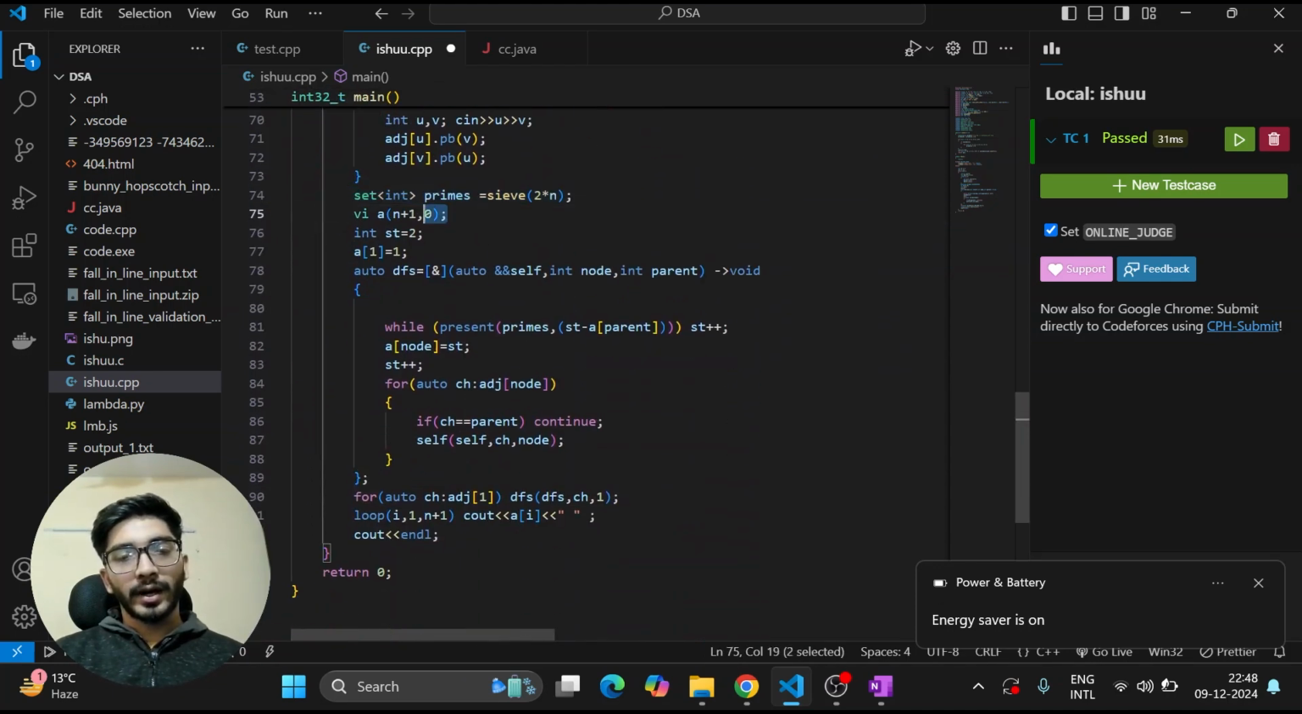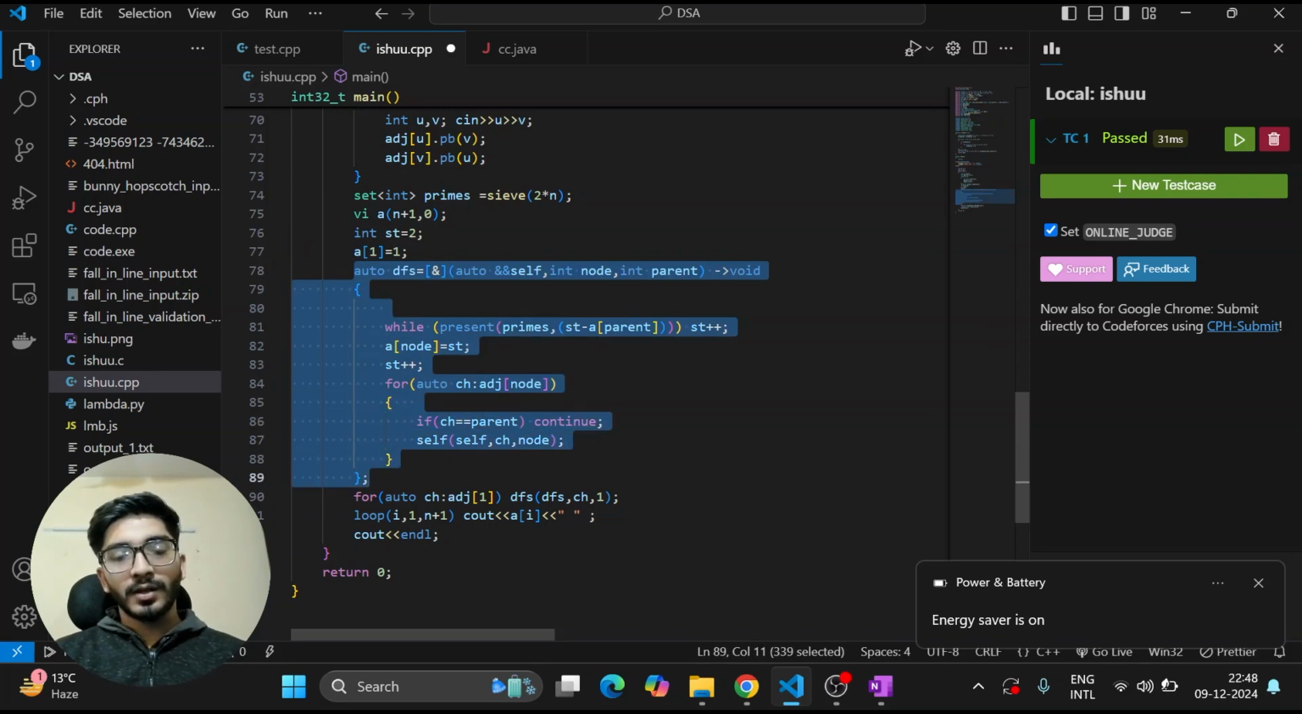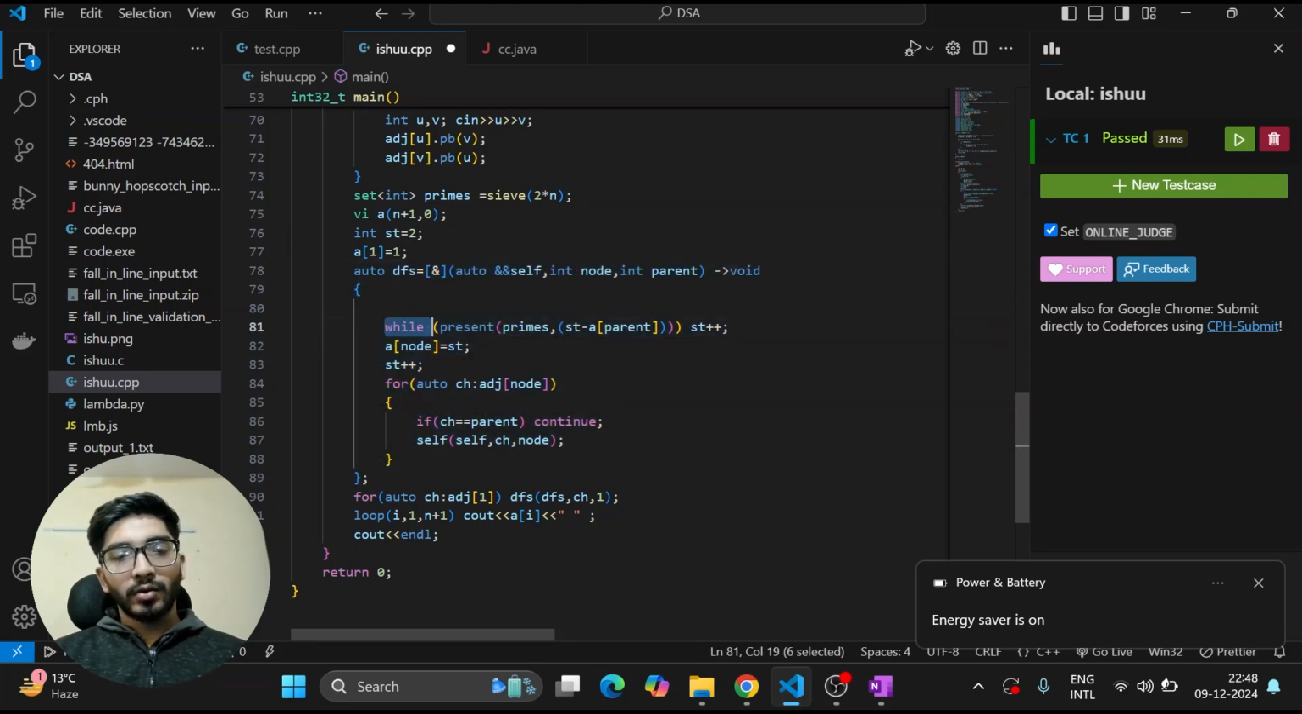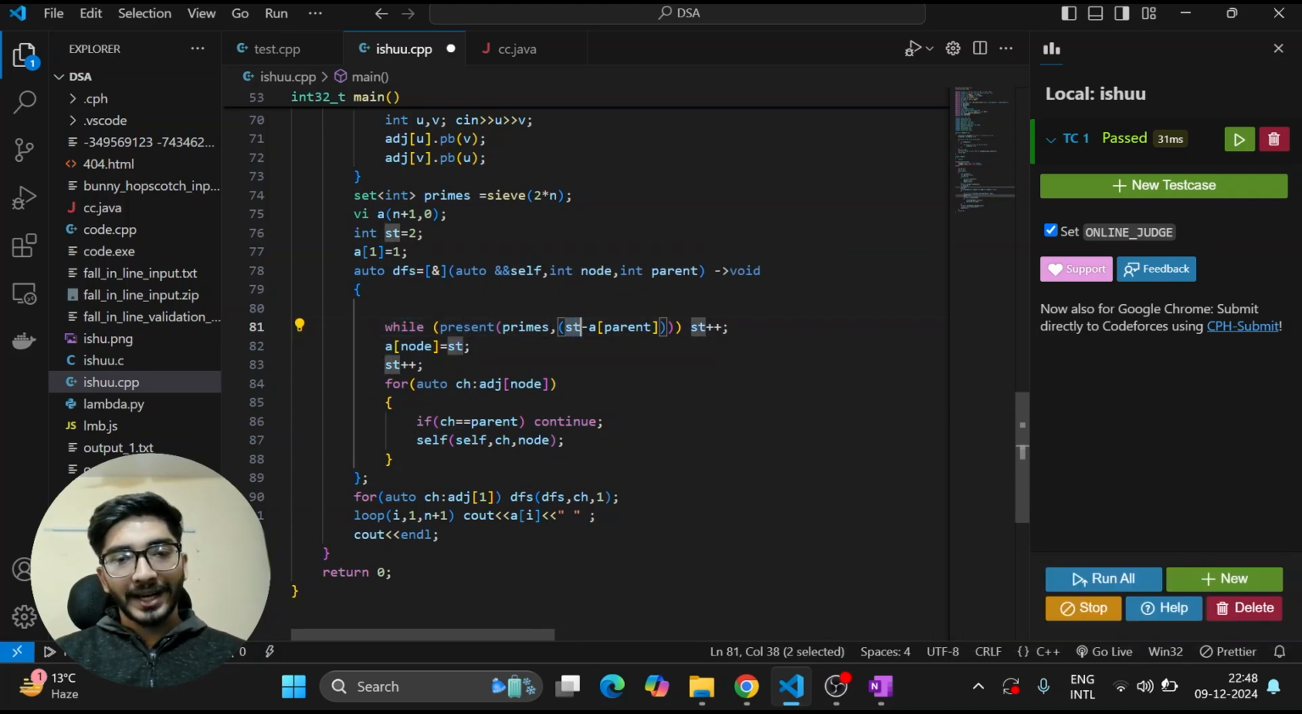Now I had initialized my array A. My starting point is 2. Why? Because I'm already going to put 1 at my 1st node, and this is just a DFS function which is using a while loop, and while the difference of my starting point and the value at its parent is an odd number, which means it's present in the primes set.